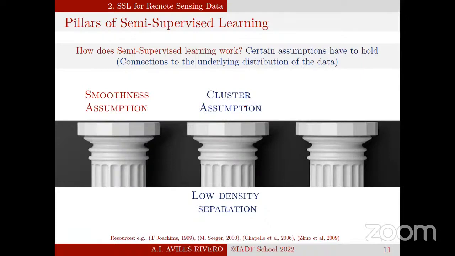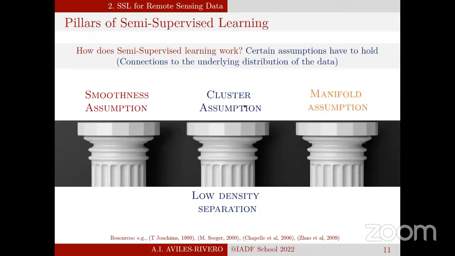The clustering assumption tells you that if your samples are very close to each other, they are likely to belong to the same class. Whereas low density separation says you want to enforce your classification algorithm to have the decision boundary in regions where you have fewer points.